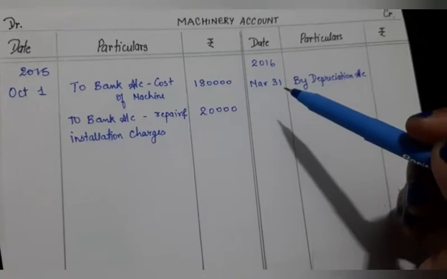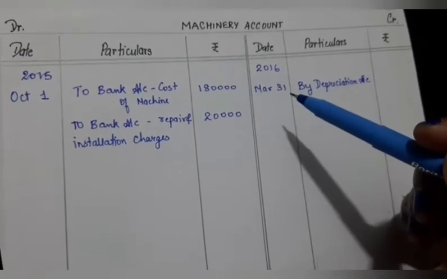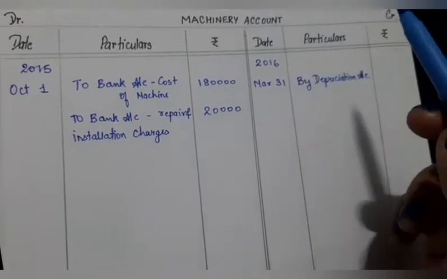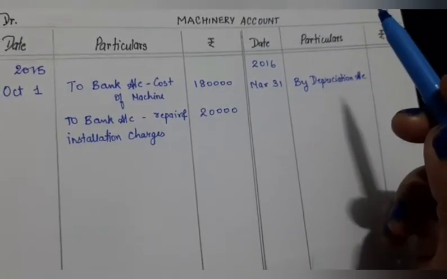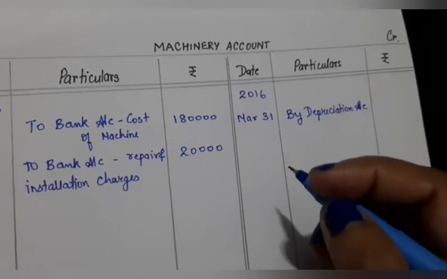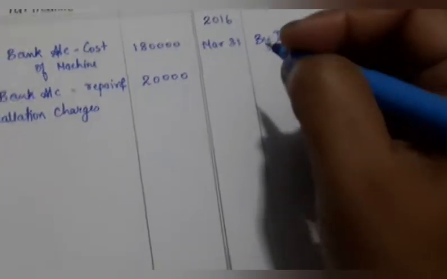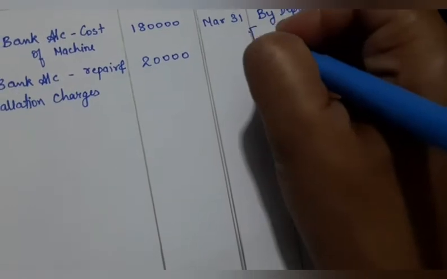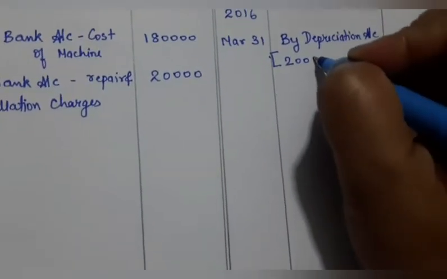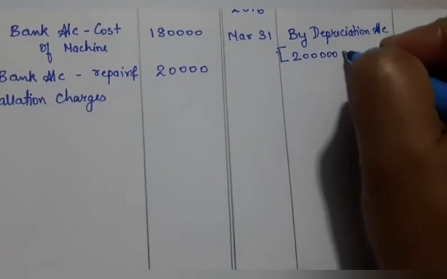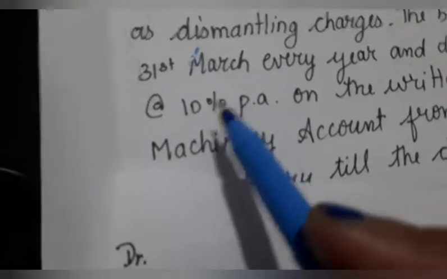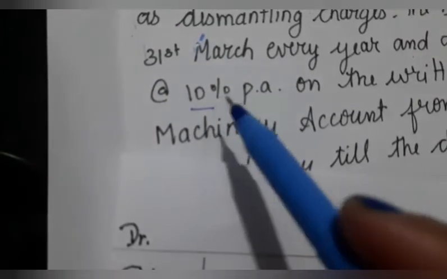So for how long is this machinery being used? From October to March, that means we are using this machinery for 6 months. So we will charge depreciation for only 6 months. See, what is the cost of that machinery? It is 2 lakh. Okay, 2 lakh is the cost of machinery. Into what is the rate of depreciation given to you in the question? It is mentioned that it is 10%.